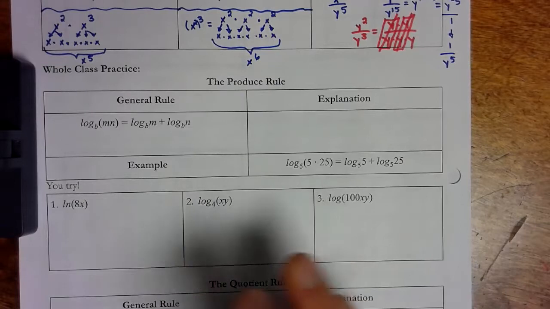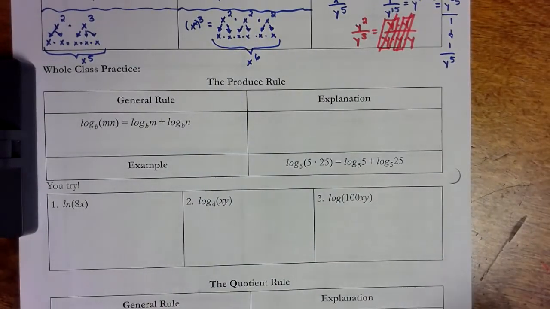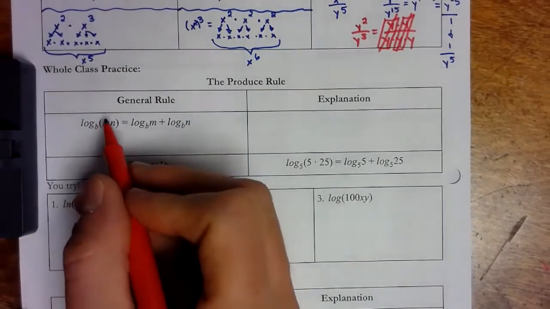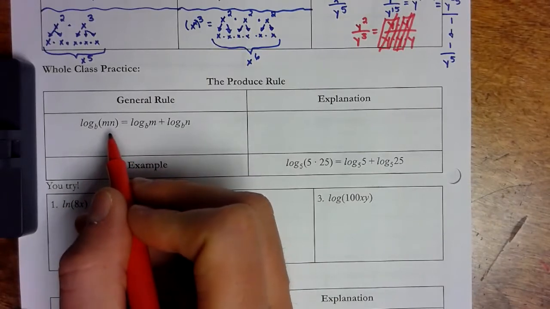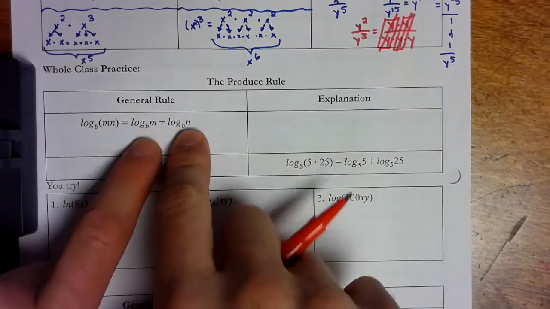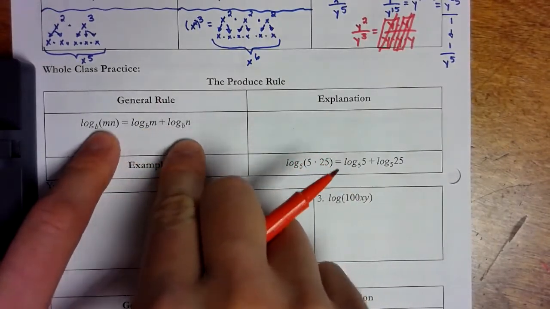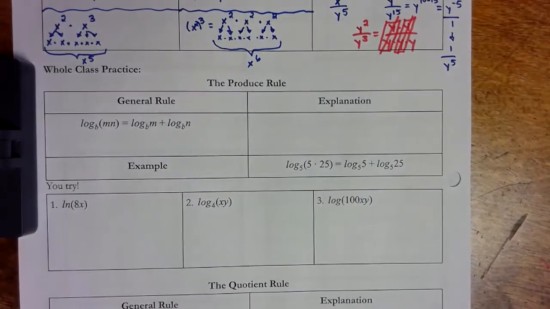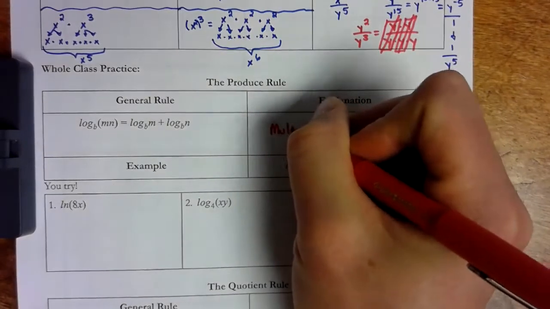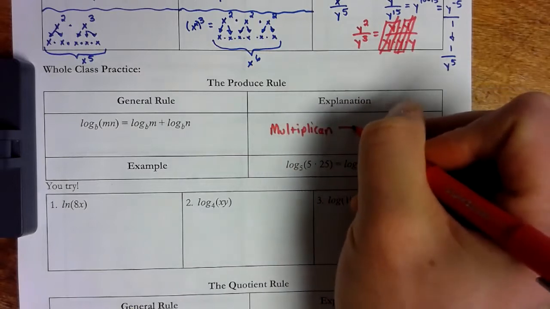So our first rule, the name doesn't really matter. Product rule, quotient rule, doesn't matter. But basically what this is saying is if we're taking the log with the base b of two things that are being multiplied to each other, we're going to split them up into two different logs where we add the two logs together. So it becomes log base b of m plus log base b of n. What I like to say to explain this is that multiplication leads to addition.